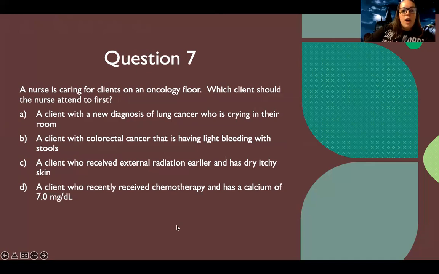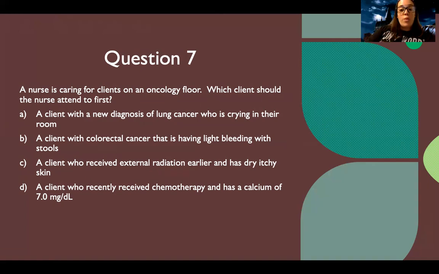Question 7. A nurse is caring for clients on an oncology floor. Which client should the nurse attend to first? This is actually great because this has 4 different patients in it. So you have to kind of know. I know you're saying this is not a great question, but this is great for me as an instructor. I'd love to see you answer these because it really helps me to see, can you prioritize? Can you see how these patients are doing?